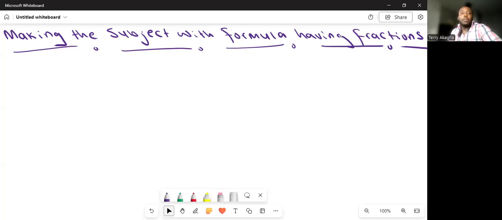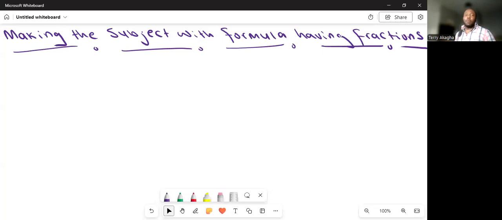So we're going to be talking about how do we make the subject of the formula when the formula has a fraction. When making the subject with a formula having a fraction, how do we go about this? There are some important skills you need to know here. You need to know how to do cross multiplication. You also need to know how to multiply both sides or use common factor denominators or things like that.